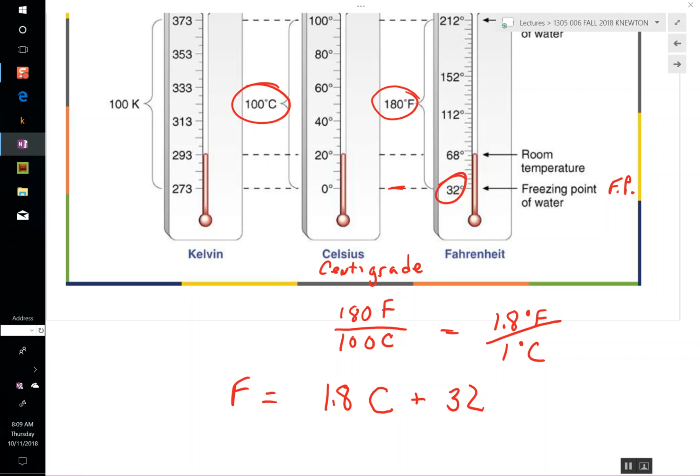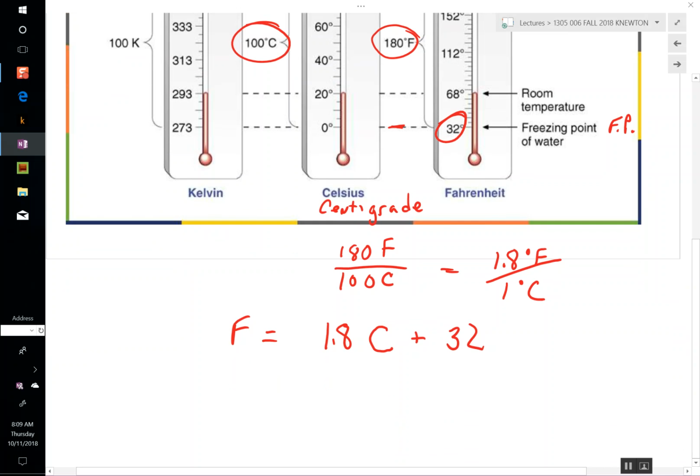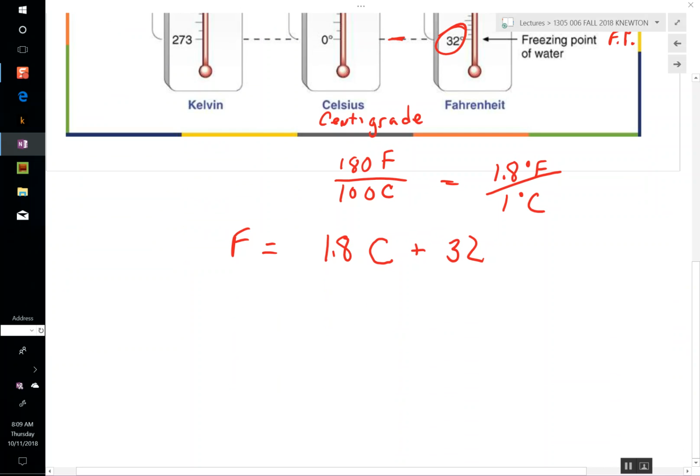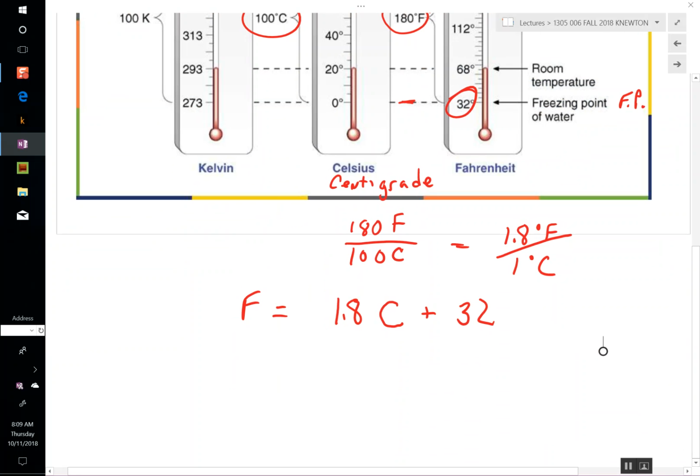So let's do a calculation. Let's say you're down in Brazil and the weatherman says today it's going to be 28 degrees centigrade. So what is that? Do you need a jacket or do you need a swimming suit? Figure it out. It's 28 degrees centigrade. Convert that. Well, let's do one together. So we have 1.8 times 28 degrees centigrade plus 32.